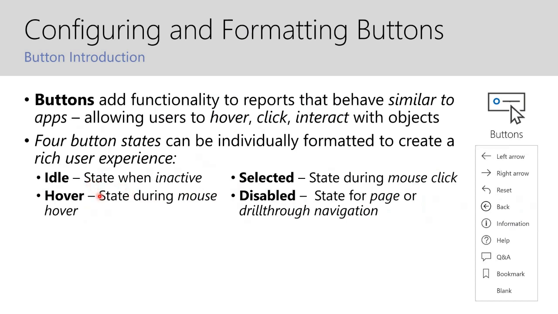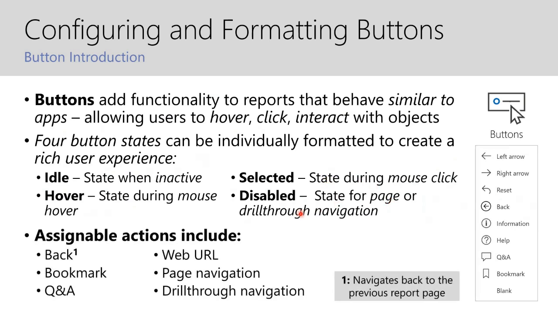What does it look like when you hover your mouse over it? And then what does it look like when you click it? There's a new 4th one, as I just said, that's related to disabled, so that is only relevant when you have page or drill through navigation assigned.